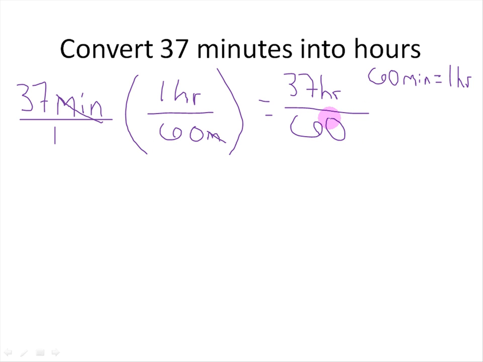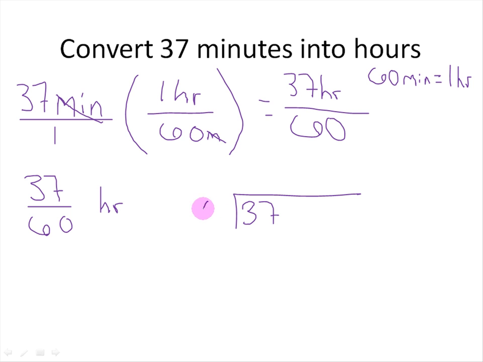So the question was, 37 minutes is how much of an hour? 37 hours over 60. And by the way, this in the numerator could be shifted over here. So we could rewrite this as 37 60ths hours. Then this just becomes a long division problem, top in, bottom out. So we put the top in, 37 divided by 60.